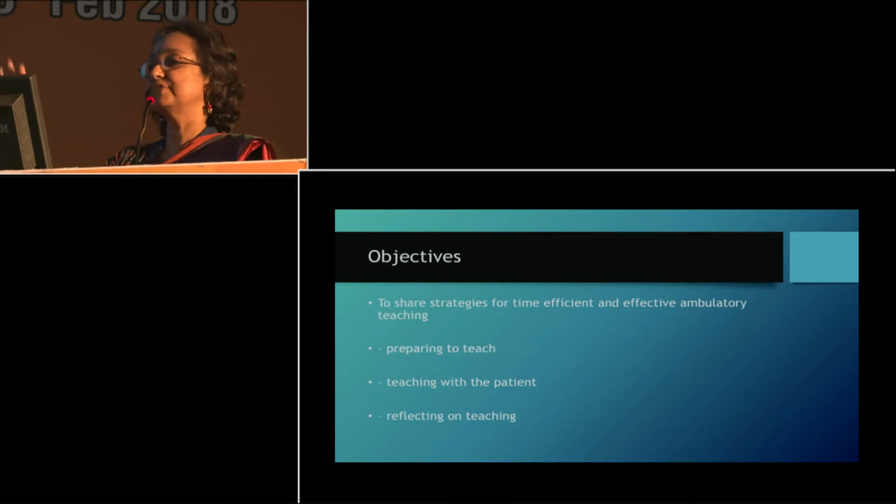So the objectives of this lecture are to share strategies for time efficient and effective ambulatory teaching. I know some hospitals still have bedside teaching. In my hospital, there are hardly any beds. Almost all patients are ambulatory. So this is going to be primarily clinic teaching. And the topics are preparing to teach, teaching with a patient, and reflecting on teaching. These are the objectives of the lecture.